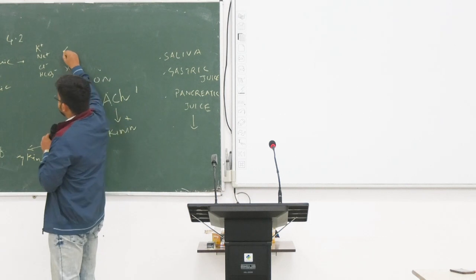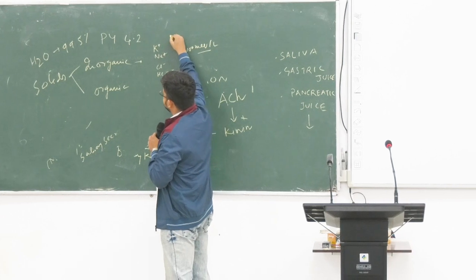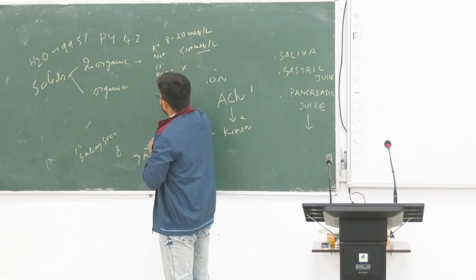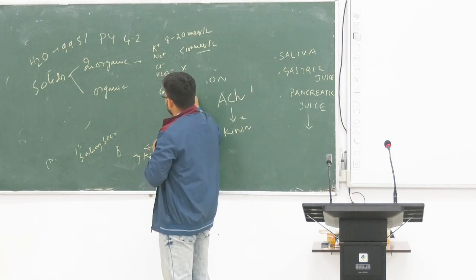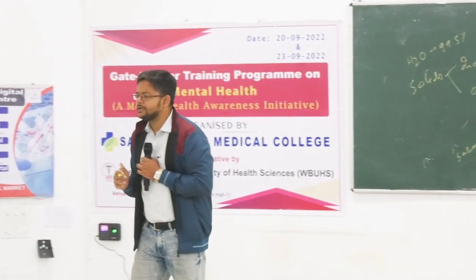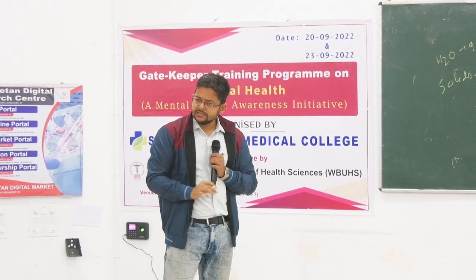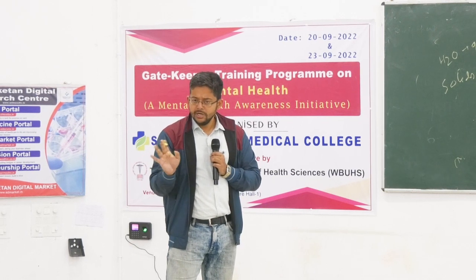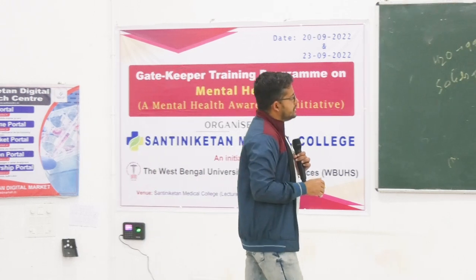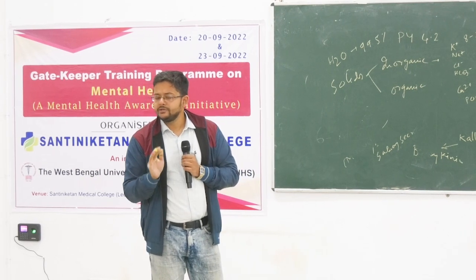Now, of these, what is more important? Sodium is present at approximately 100 milliequivalent per liter in saliva. Potassium is present at approximately 8 to 20 milliequivalent per liter in saliva. Do we need to remember this? You don't need to remember these values, except for one. Look at the potassium concentration. How much is that? 8.